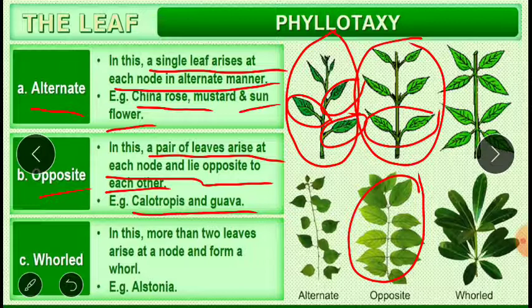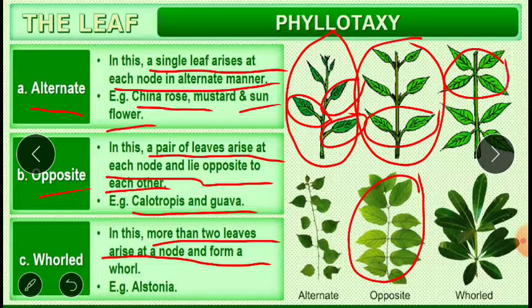The third is going to be the whorled phyllotaxy. In this, more than two leaves arise at a node and form a whorl. Whorl is nothing but a bundle or a bunch. So like this, at one node, many of the leaves are arising. This can be seen in plants like Alstonia.